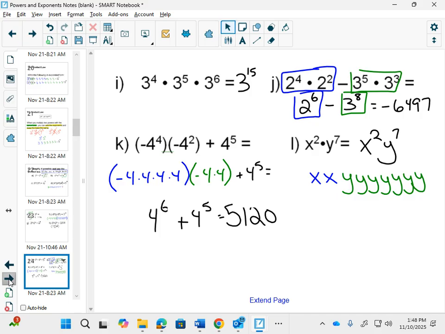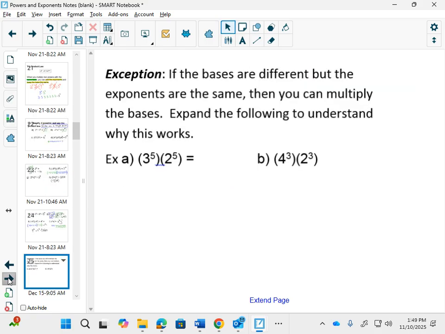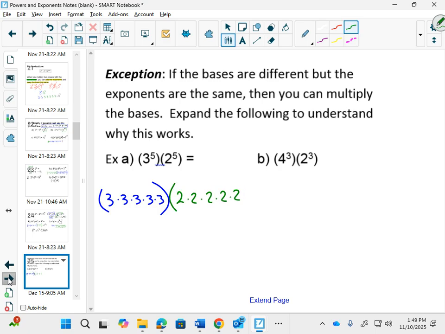There are some interesting things that happen with exponents, though. Check this one out. 3 to the 5 means, I like to use blue first, 3 times 3 times 3 times 3 times 3. And 2 to the 5 means 2 times 2 times 2 times 2 times 2.